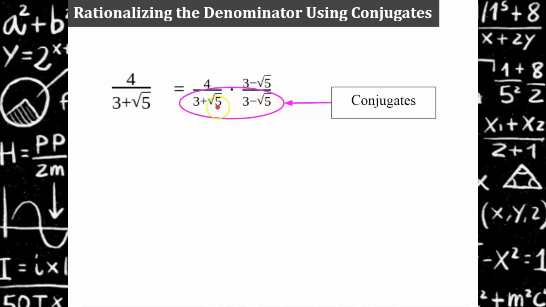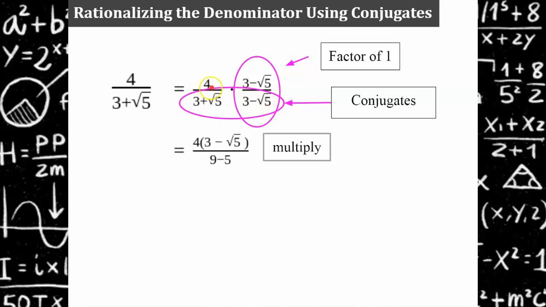These are conjugates. Then we have our factor of 1 because we can multiply anything by 1 using the identity property of multiplication. So we have our original fraction. We found the conjugate of our denominator, and we created a factor of 1. Now we want to multiply 4 times the value 3 subtract the square root of 5. I would strongly encourage you to wait to distribute until the end, because often before you've distributed, we can simplify using this factor. I'll show you that in a second.